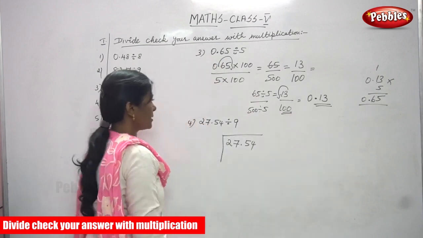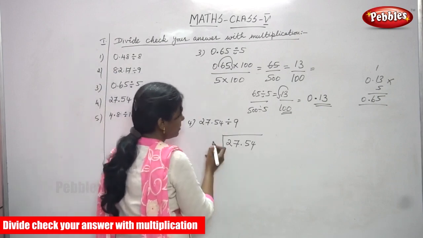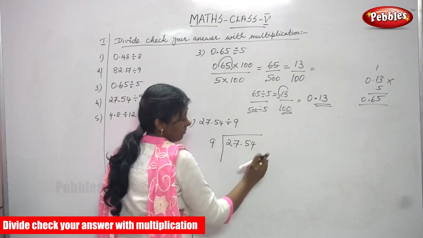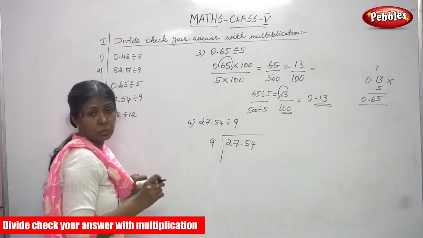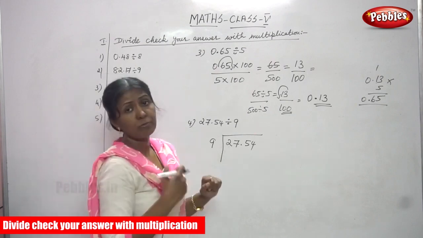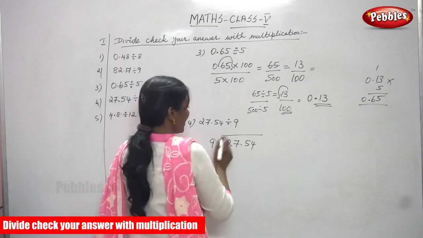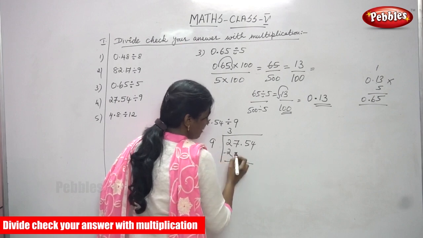Now look at this number. Sorry, I forgot to say that. 27.54 divided by 9. So first you have to take 2. 2 is less than 9, so you have to move to the next digit, that is 7. 27. 9 into 3 you can get 27. So 27 minus 27 you can get 0.